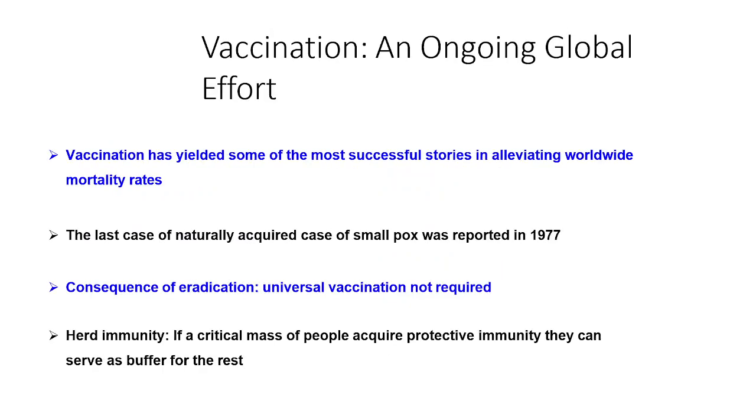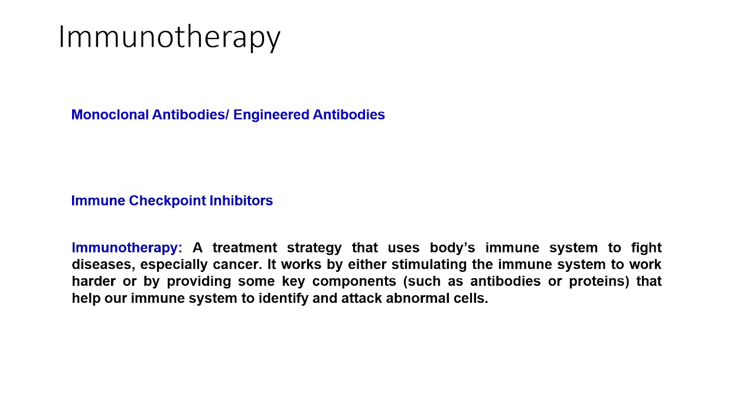So vaccination is an ongoing global effort. It has yielded some of the most successful stories worldwide. The last case of naturally acquired smallpox was in 1977. Consequence of eradication: universal vaccination not required. And another term is herd immunity. If a critical mass of people acquire protective immunity, they can serve as a buffer for the rest.